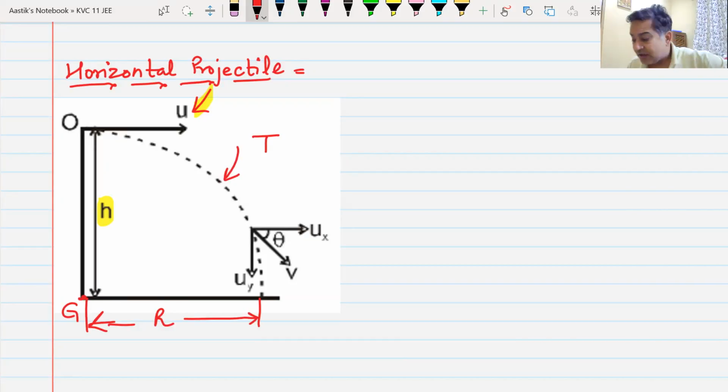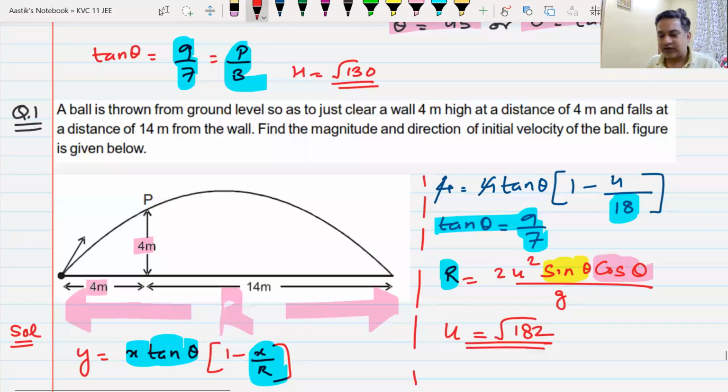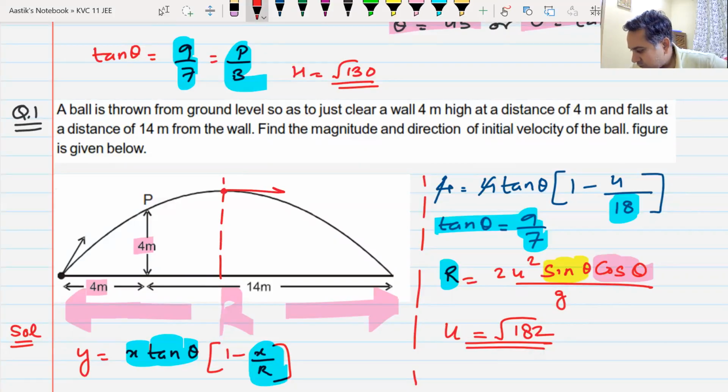Do we understand this? If I look closely, I can see that this is just like, if I go back to the previous question, half of the projectile. When the normal oblique projectile is thrown, at the highest point it only has horizontal velocity. Yes or no? So if you look at this horizontal projectile, it is basically one half of this oblique projectile. Do we understand this?